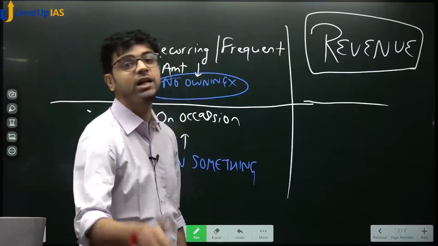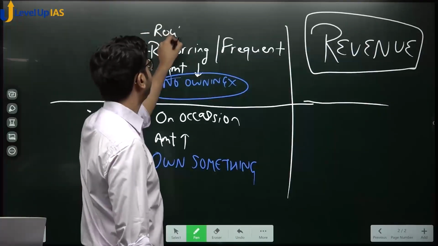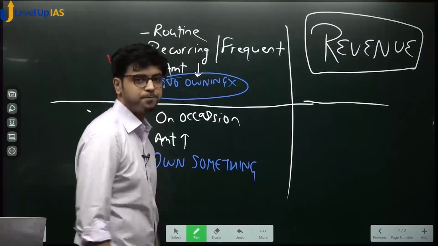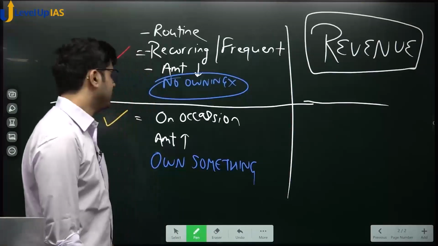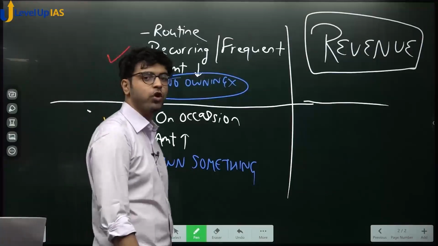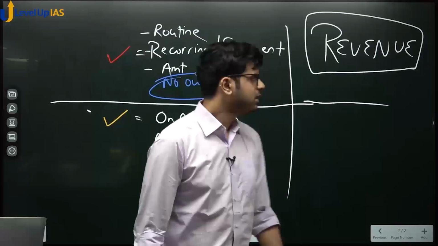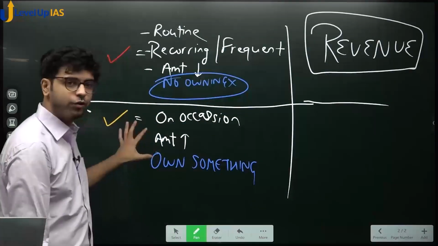They are routine transactions, you can say. Here you can write routine also. R for revenue, R for routine, R for recurring. Very easy. They are routine transactions. You don't put in a lot of effort for routine transactions. Do you agree with this? Simple hai. Okay?